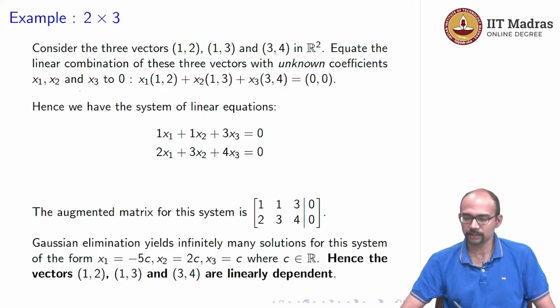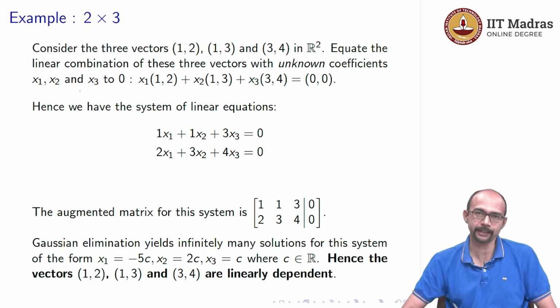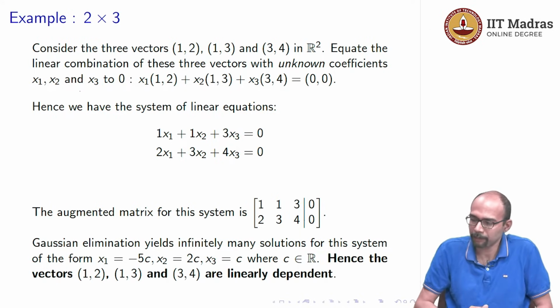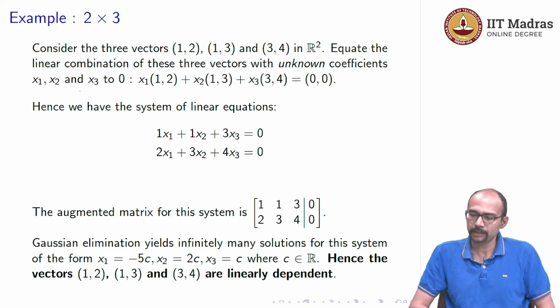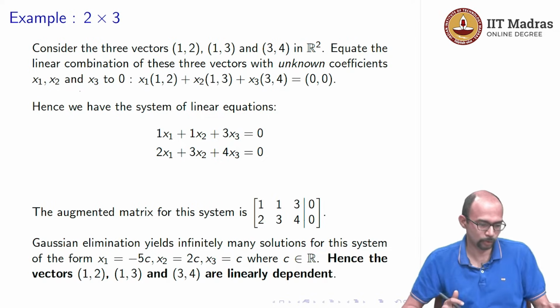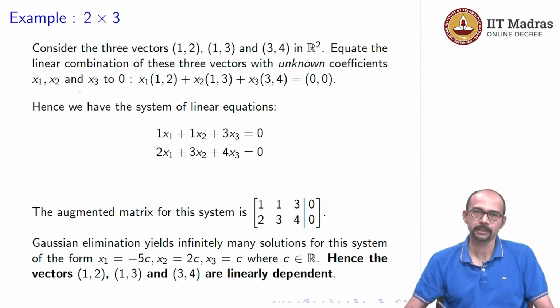So, the net result is that the vectors (1, 2), (1, 3) and (3, 4) are linearly dependent. Okay. So, here let us observe what happened. You had 3 unknowns and you had 2 equations, and we have already seen what happens in these cases in the previous week, that if you have more unknowns than the number of equations, then you always have lots of solutions. So, keep that in mind, and we will make this precise later on.